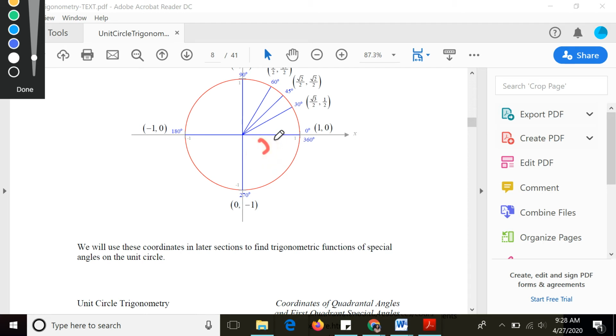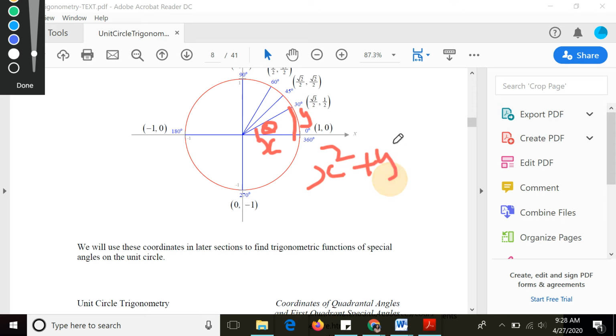But then, as you know, if this is x and this is y, this line, and if this angle is theta, in this case 30, then using the Pythagoras theorem, x squared plus y squared is equal to 1. So you can easily prove the equation of a circle using the Pythagoras theorem: x squared plus y squared is equal to 1 for the unit circle.